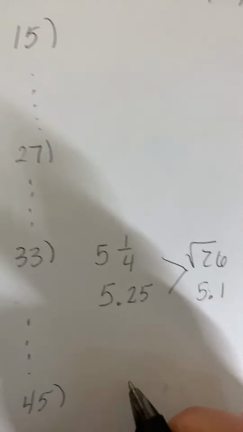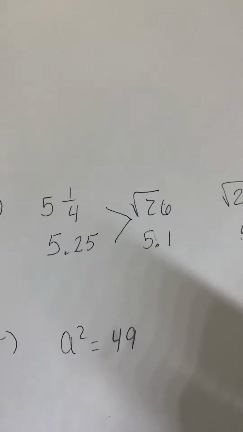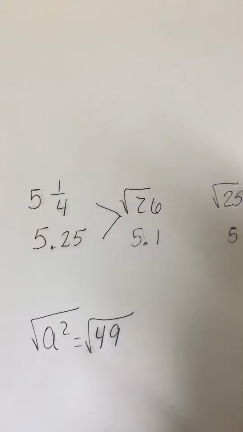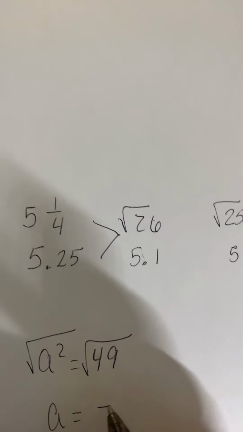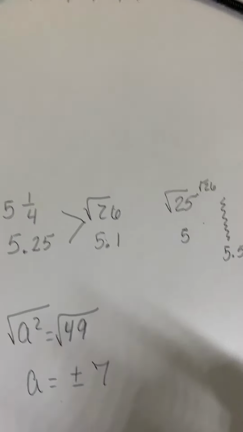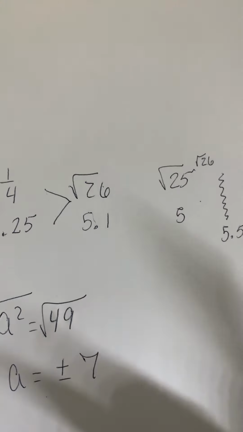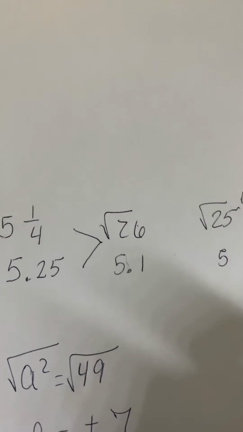A squared equals 49. The only way to get rid of a square is to square root it. And here's the thing that I don't want you to forget. This is not a story, and because it's not a story, you have to say positive, negative 7. It includes both of them, because negative 7 times negative 7 is positive 49, and 7 times 7 is 49. Okay? I hope that all makes sense to you.